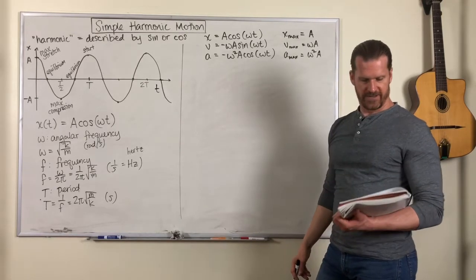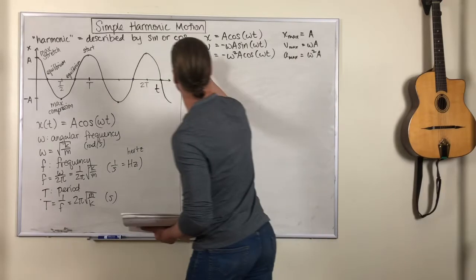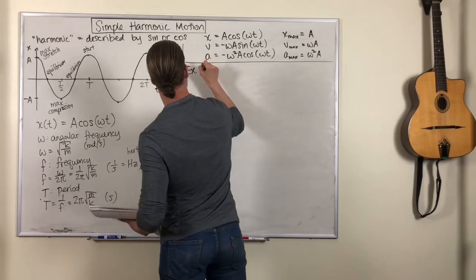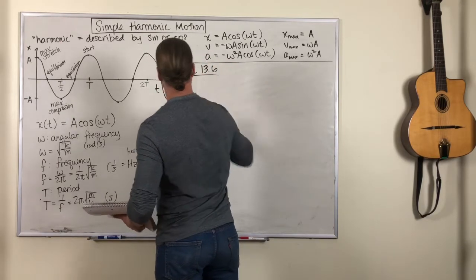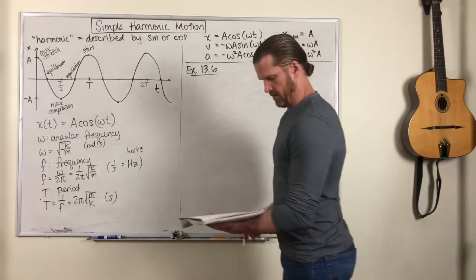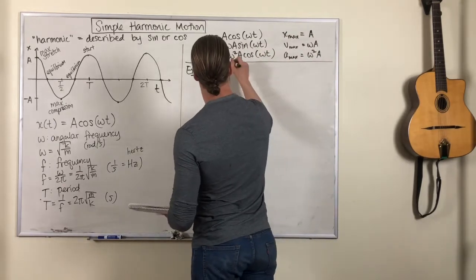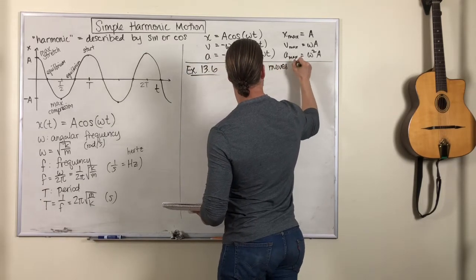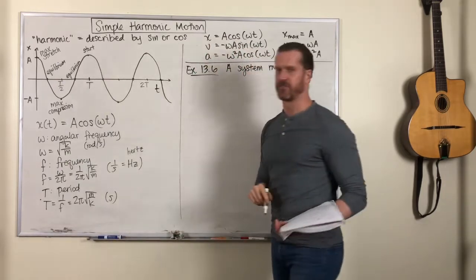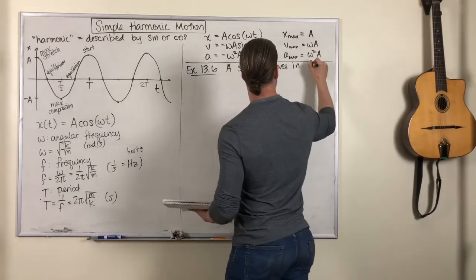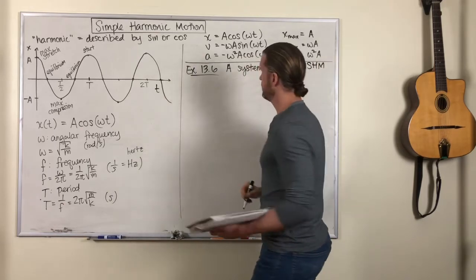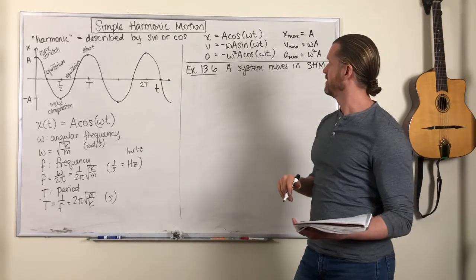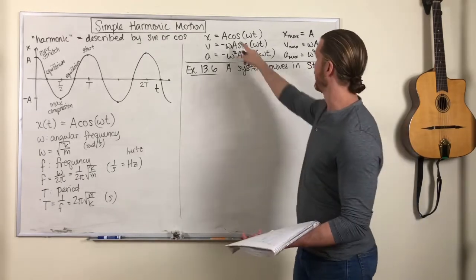All right, let's do one example calculation here. Example 13.6. Let's consider a system that's oscillating in simple harmonic motion. Well, I don't know if I explained that term yet. Simple harmonic motion means that the system obeys this equation.